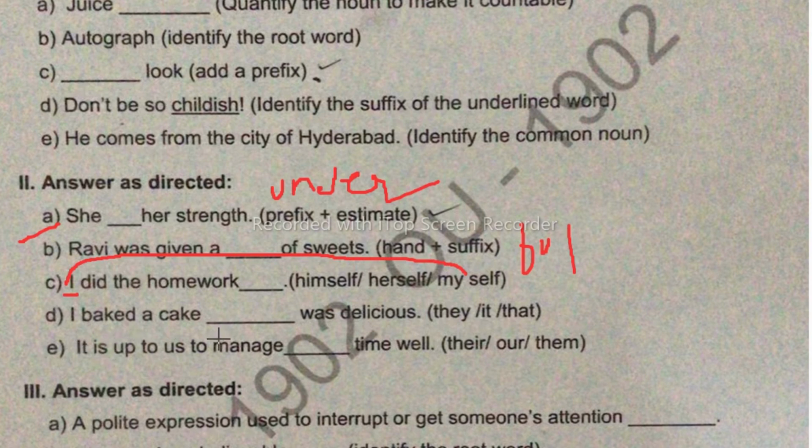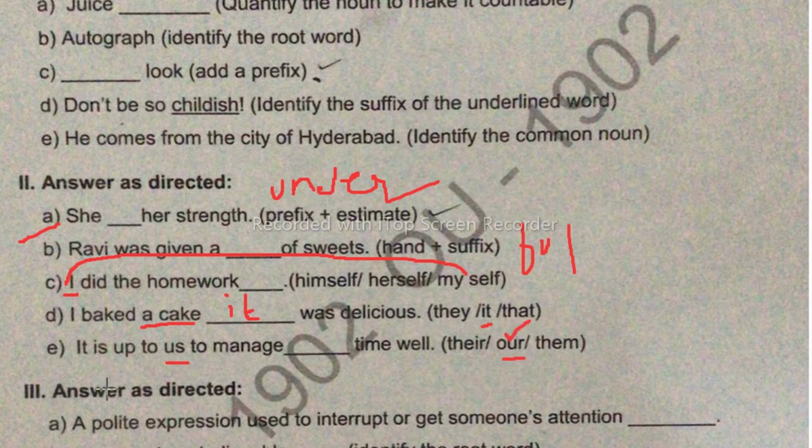Next one, I bake a cake dash was delicious. Here we cannot use they, because a cake is a singular noun, and we cannot use that either. We are talking about a thing, that's why we are taking the pronoun it here. It was delicious, which means the cake was delicious. Now here, it is up to us to manage dash time well. It is up to us to manage our time well, because we are talking about us here, so we have to write our time, which is a possessive adjective. So this will be your correct answer, our.